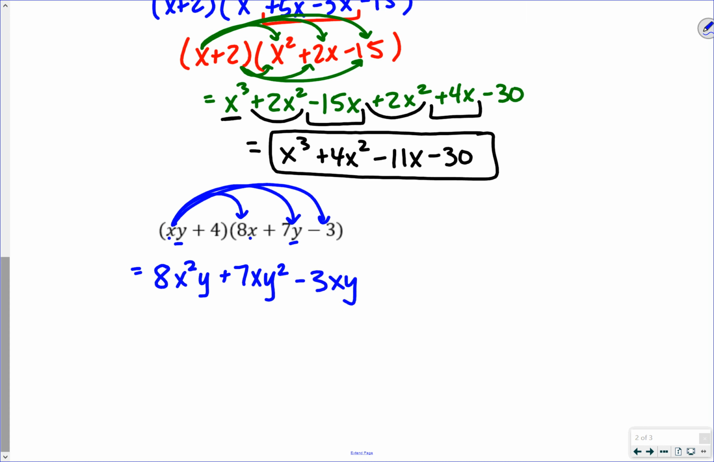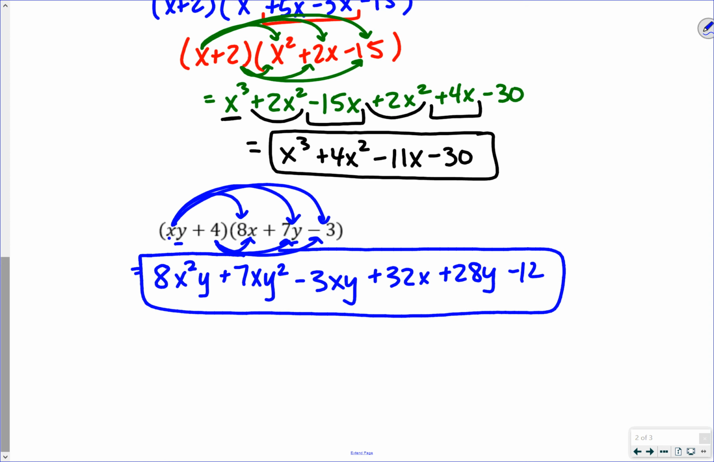I'm going to move on to my 4. 4 times 8x is 32x. 4 times 7y is 28y. And 4 times negative 3 is negative 12. Look at your terms, make sure you don't have anything in common. We don't. This first term is an x squared y. The second one is an xy squared. They don't match. They cannot be combined. This is my final answer.